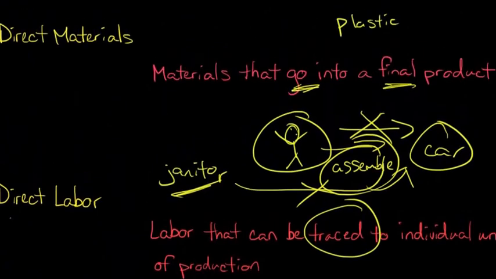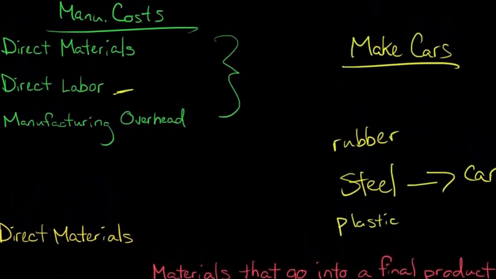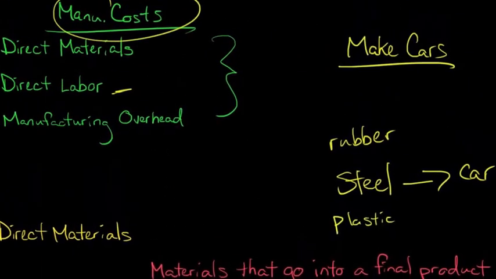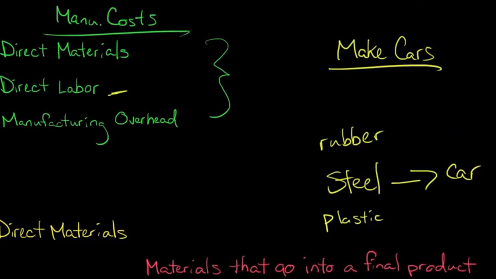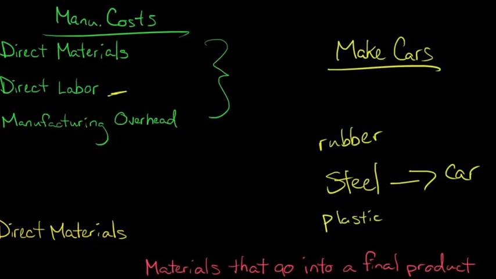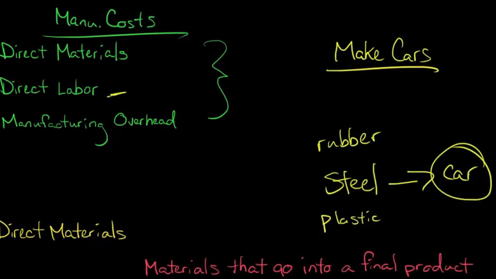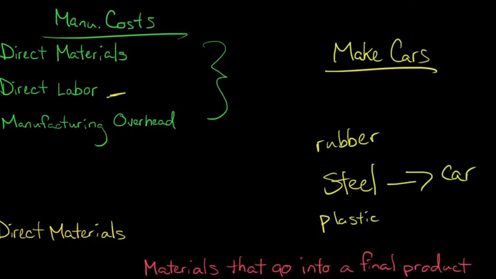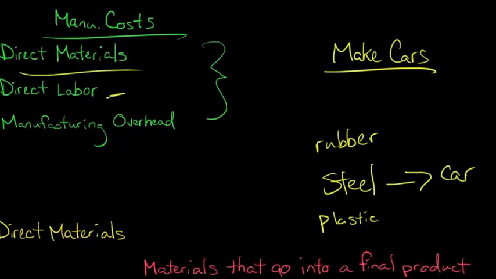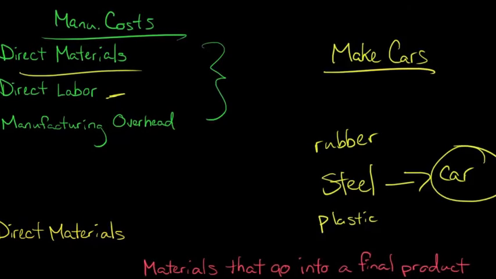So when we think about our three types of manufacturing costs, it's really this idea of tracing, or being able to figure out if these things actually go into the car, that is going to be the determining factor of whether something is overhead or not. So we've got direct materials, just the material, the steel to build the car. We've got the labor, the assembly of the car, the person who put the car together, and then really we've got everything else, which is our overhead.